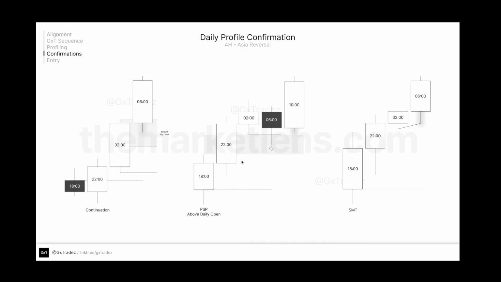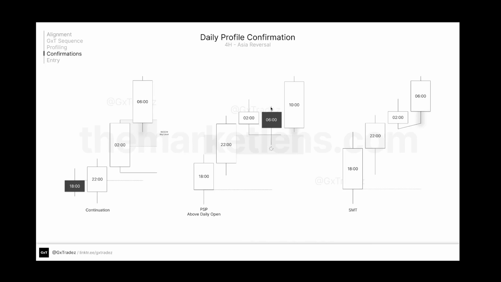Here is also another one, where the daily expands away from the opening price. That expansion away creates a fair value gap, right? So if this is going to be the low of day, then this fair value gap can be used for continuation, right?